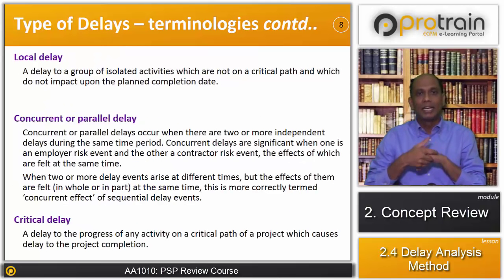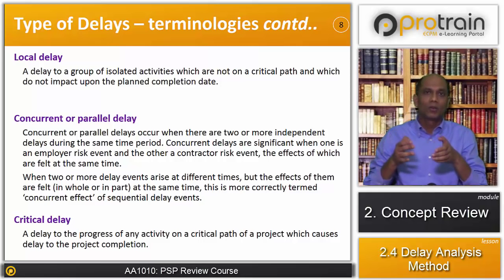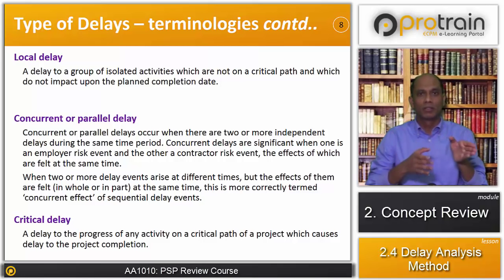Local delay is a delay to a group of isolated activities which are not critical, which are not on the critical path, and which do not impact the planned completion date of the project. Whereas in the global delay, the whole project is shifted, and there is no relationship to the impact on individual activities. The global delay means there is a delay of the whole project from the start to the end.